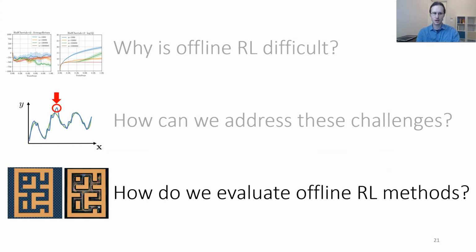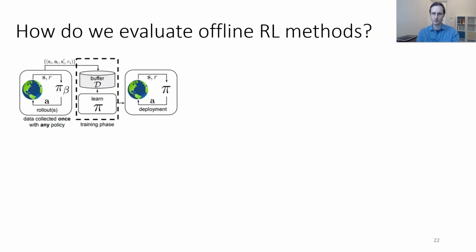All right, but before I tell you how well CQL really works, I want to talk a little bit about how we can evaluate offline RL methods. Remember that in offline RL, we can use any behavior policy pi beta to collect our data. So if we just want to do some benchmarking, one thing we could consider doing is just training a reference policy with regular RL. That seems like a really simple choice.